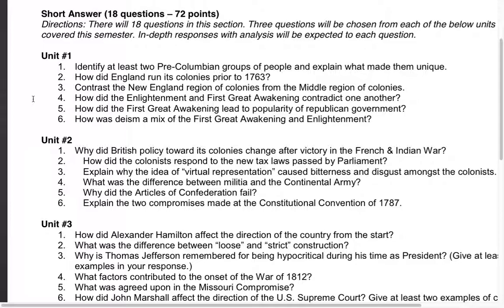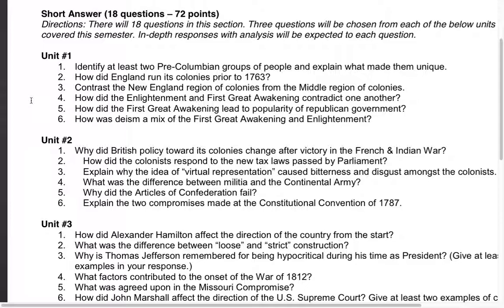Number 3, contrast the New England region of colonies from the Middle region of colonies. These were by far the 2 most different of the 3 regions of colonies. The New England region included places like Massachusetts Bay, Rhode Island, Connecticut, and in Massachusetts, the Puritans lived there, and their leader, John Winthrop, liked to run the government as if it were a theocracy, which is a government which is connected with religion. And they would even ban people like Roger Williams, who founded the colony of Rhode Island because he did not like the strict nature of Puritan government in New England and Massachusetts.